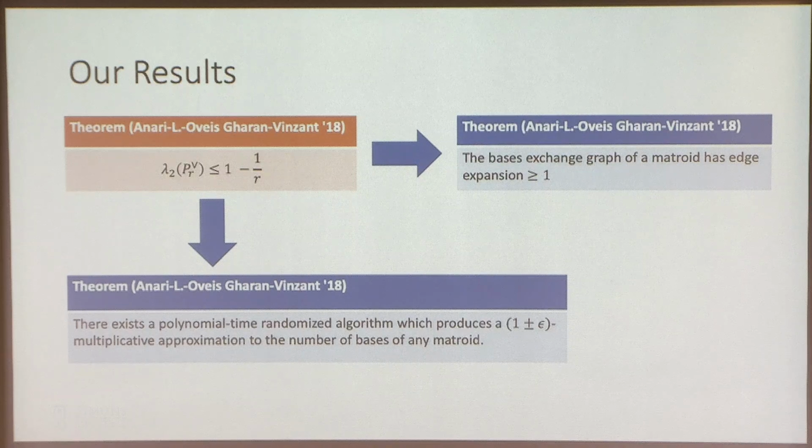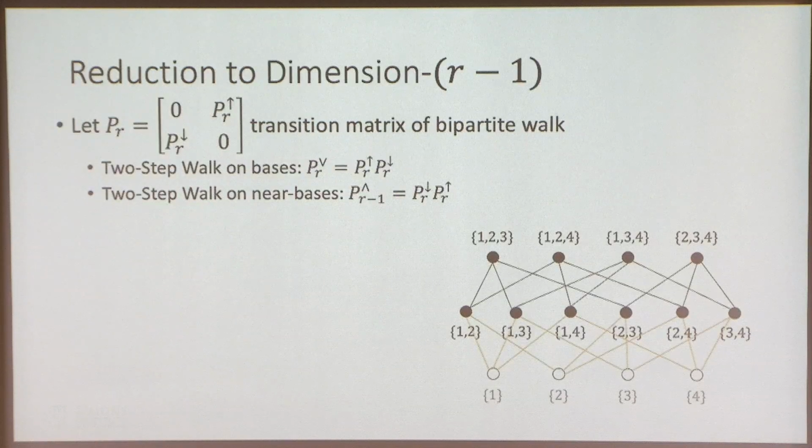Okay, so at this point, let me briefly recall some of what was talked about yesterday. Our approach is based off of what Professor Kaufman and Professor Oppenheim talked about yesterday. Okay, let me briefly go through it again at a high level. So what is the idea? The idea is to prove this bound inductively. Okay. So first you reduce it to dimension r minus 1. Okay, so how do you do this?